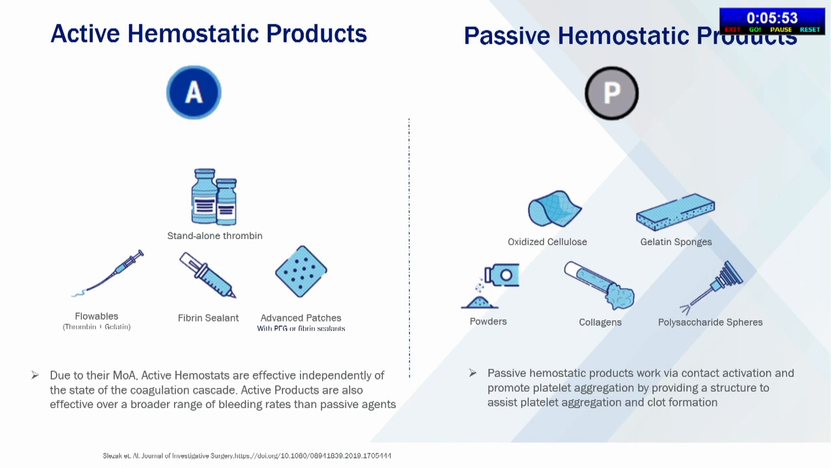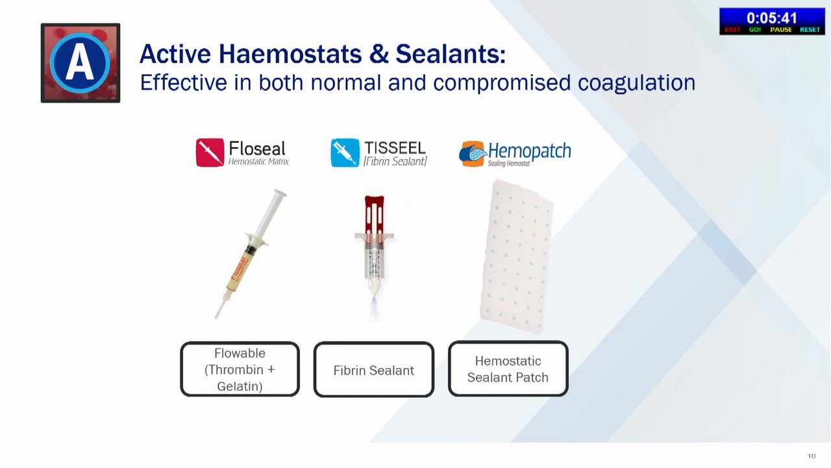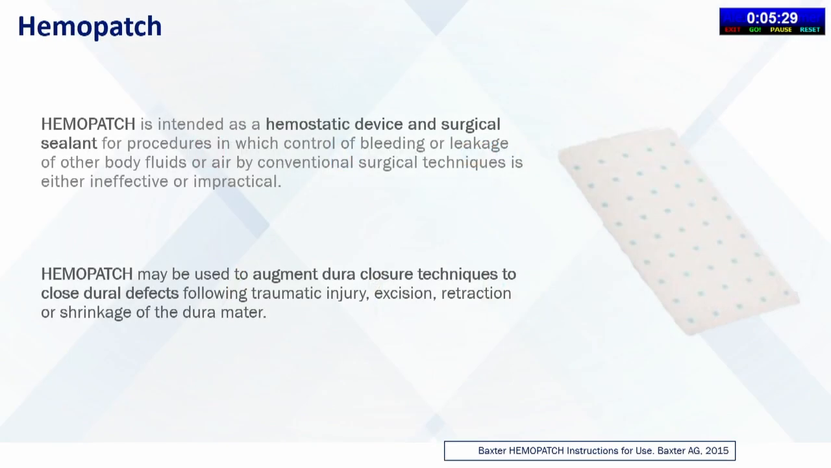So everything has its own positioning. If there is a patient, especially a trauma patient, where you don't know the history and you don't have the luxury to stop anticoagulants, active hemostatic agents work pretty well. A few examples of active hemostatic agents are FloSeal, a flowable thrombin plus gelatin, TSeal, a fibrin sealant, and advanced patches now called hemostatic sealant patches. I'll be talking about one of the patches here, the HemoPatch. This is a patch intended as a hemostatic device and as a surgical sealant in cases where conventional surgical techniques are ineffective, impractical, or taking more time.